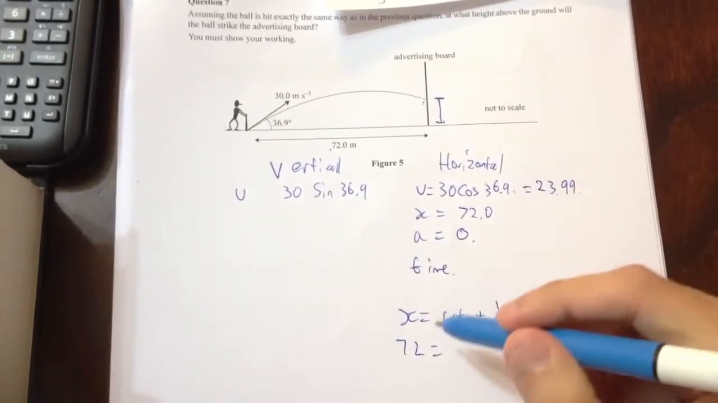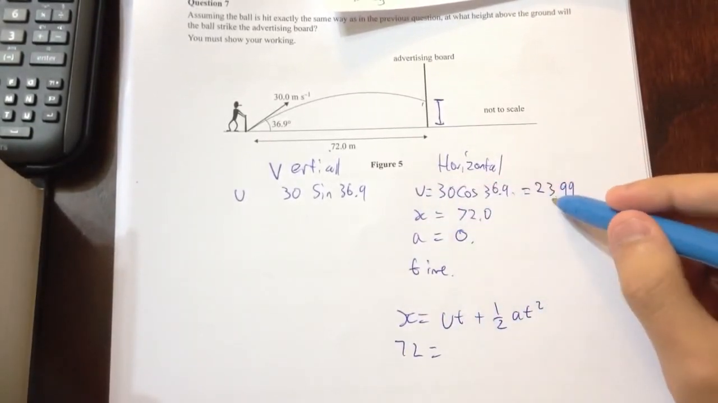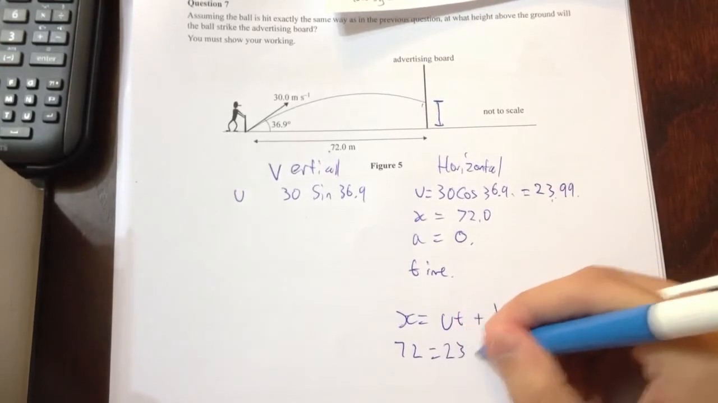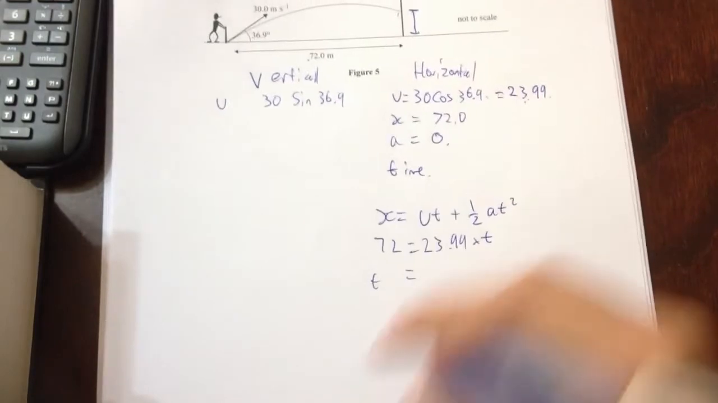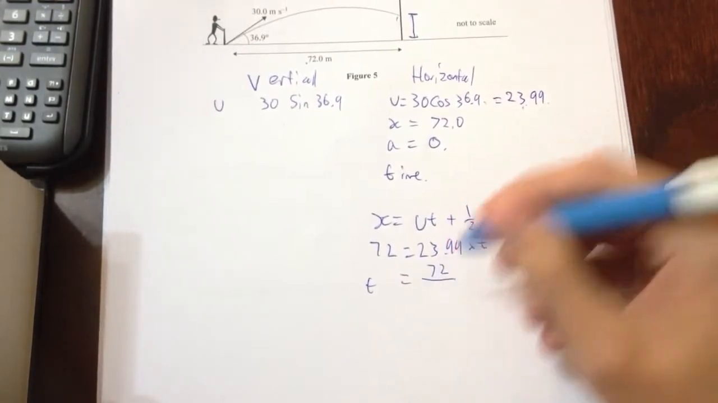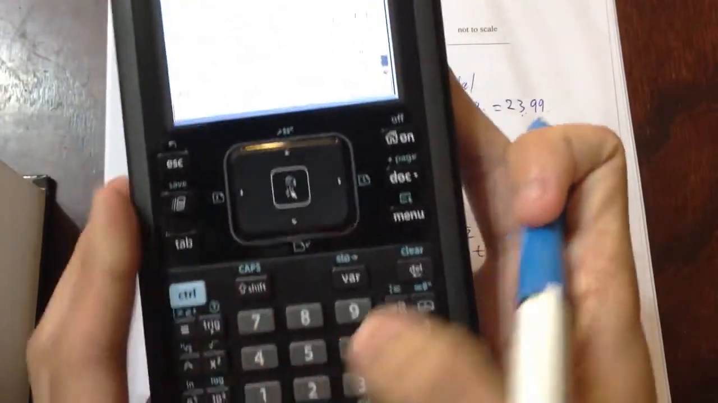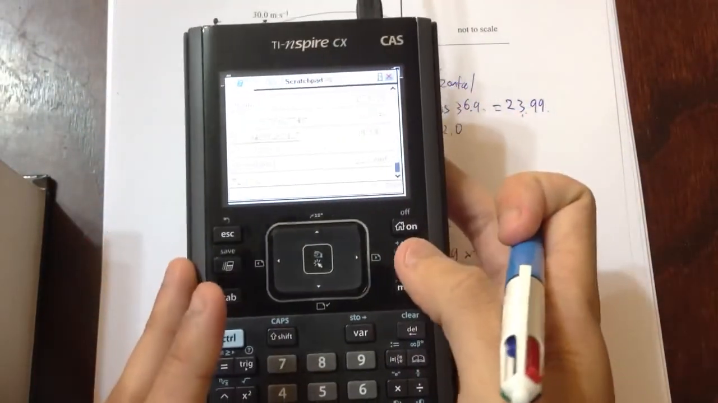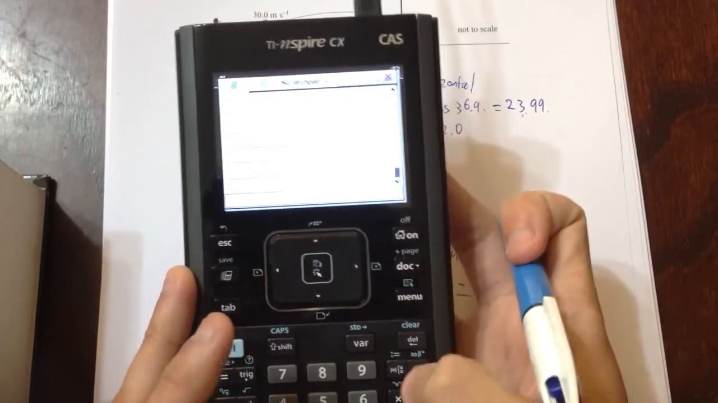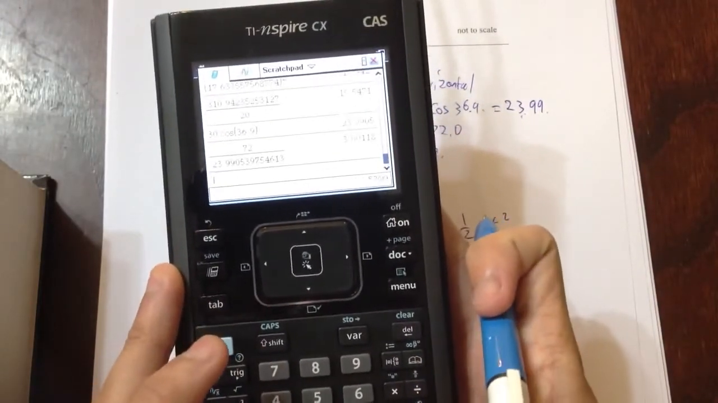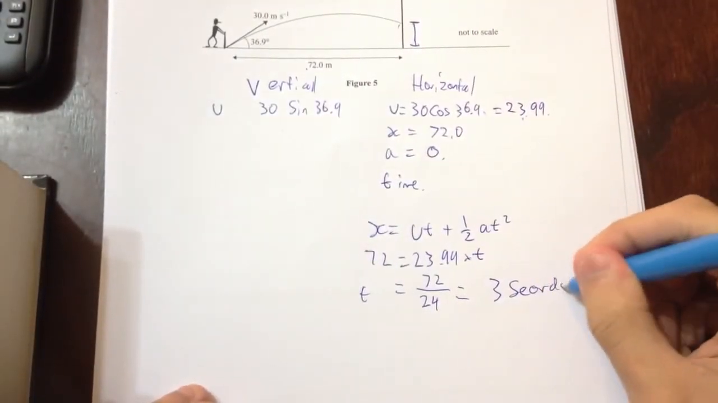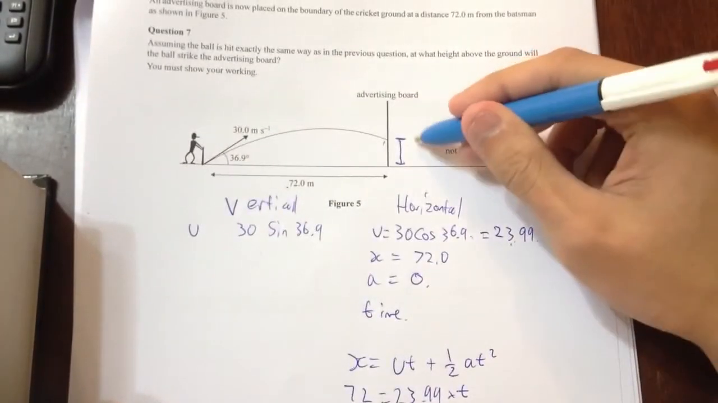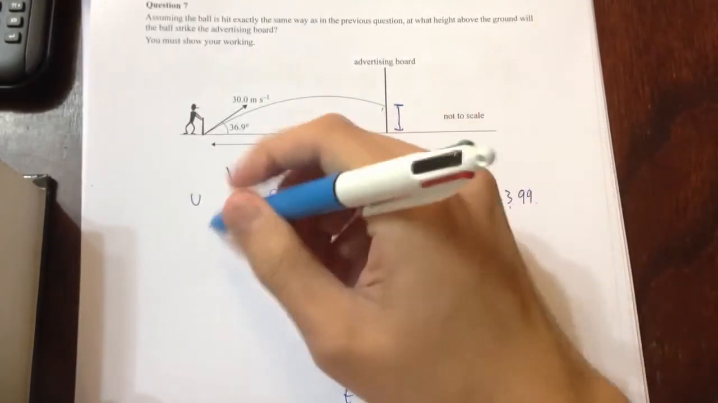I just did that with trig. So 72 equals 23.99 times t. t equals 72 on, I think that's 24, 72 divided by our answer gives us 3. t equals 3 seconds.